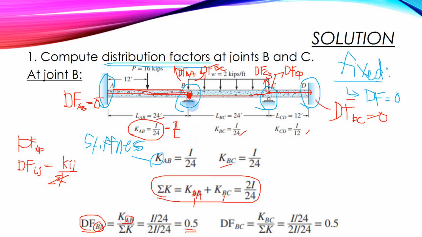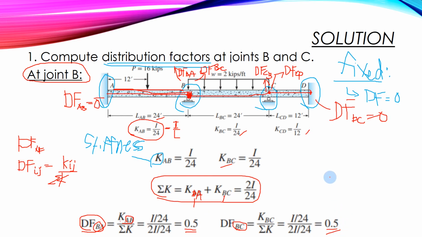Okay, 0.5 for BA. The same goes for BC. So for BC, I over 24 over 2I over 24, so it is 0.5 also. Okay, so 0.5 is the distribution factor of BC. So at joint B, take note, at joint B.